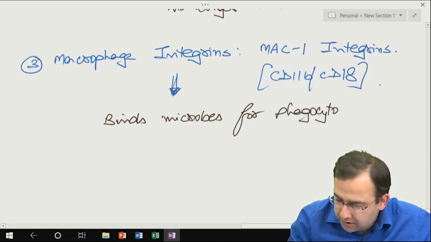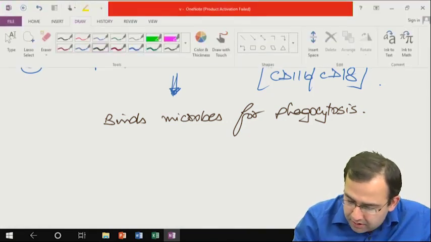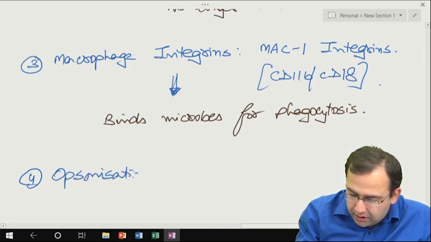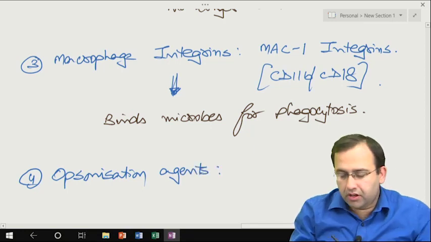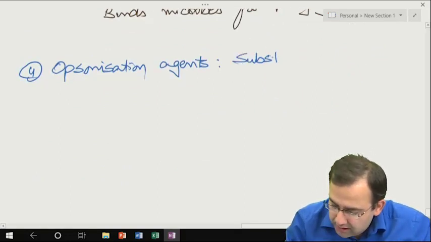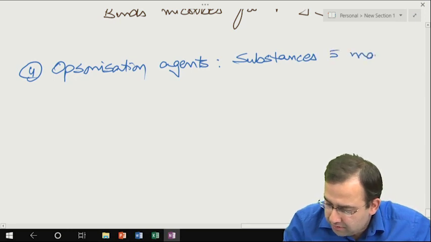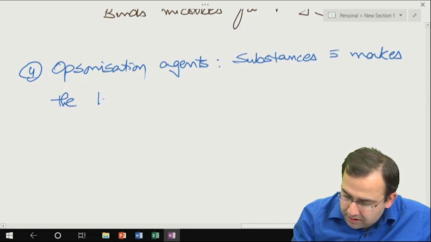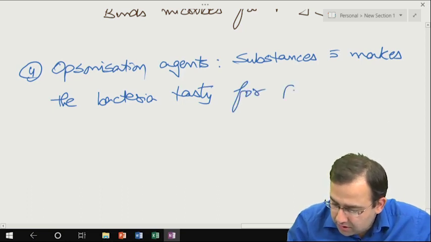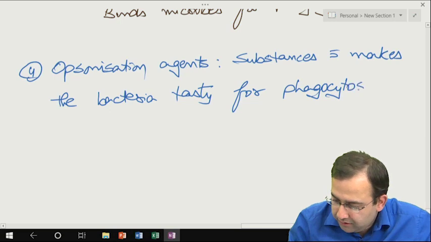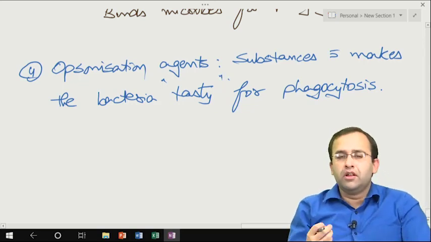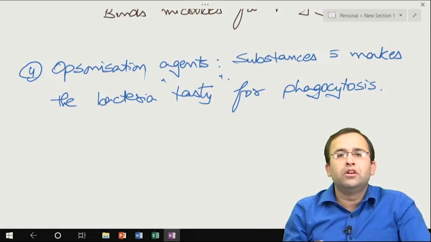And the last recognition receptors are the opsonization agents. Opsonization agents, these are the substances which make the bacteria tasty for phagocytosis. This is not my language, this is what Robbins says for opsonization agents.